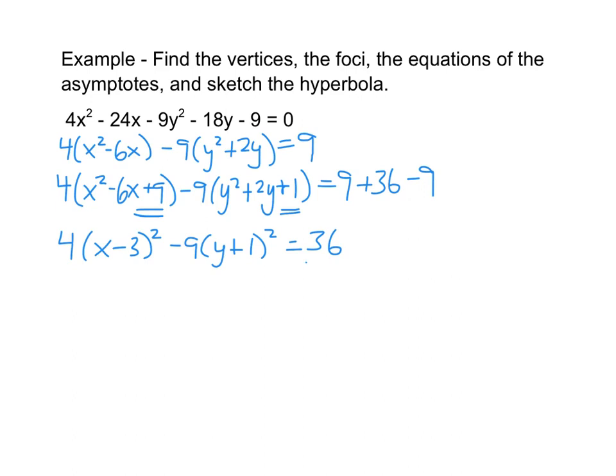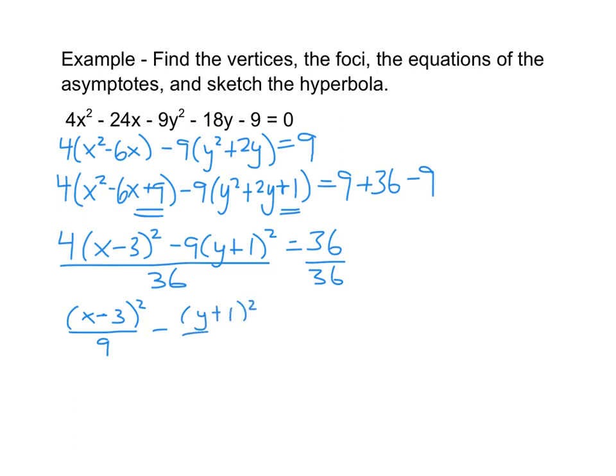To fix that, we divide both sides by 36 and simplify. 4 divided by 36 would reduce, and we would be left with x minus 3 squared over 9. 9 divided by 36 would also reduce and leave us y plus 1 squared over 4. And 36 divided by 36 equals 1. And finally, we have an equation of a hyperbola that we recognize.